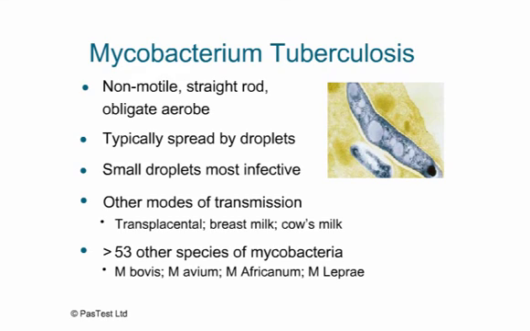TB is spread by droplet spread, and the smaller the droplets, the more infective it is. It can also be transmitted transplacentally and in breast milk, and other Mycobacteria have been transmitted by cow's milk. There are many other species of Mycobacterium, many of which do cause disease in children as well, and these are termed atypical Mycobacteria. Probably the most important are Mycobacterium avium and Mycobacterium bovis.